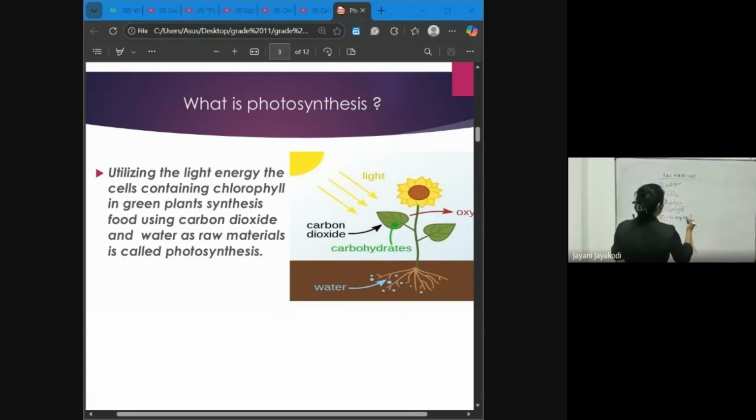As I said, there are two types, A and B. It is for your further knowledge. Okay, so now what we're going to learn. These are the conditions and raw materials. Now we're going to learn about the photosynthesis equation. As I previously told you, what are the conditions that we need?